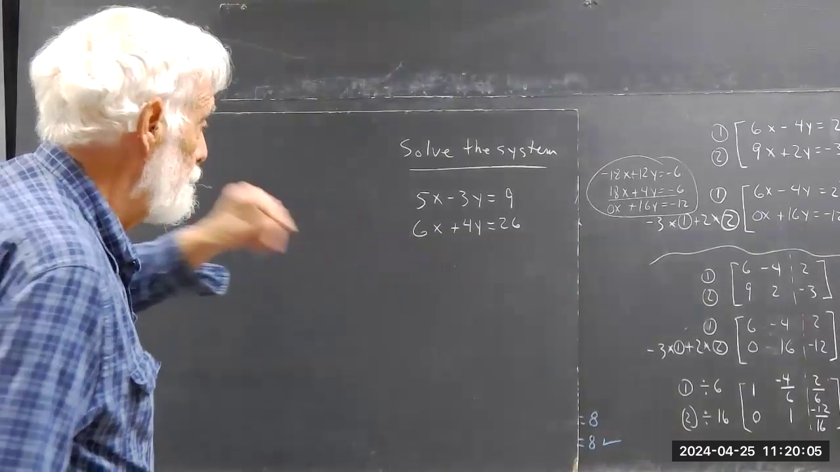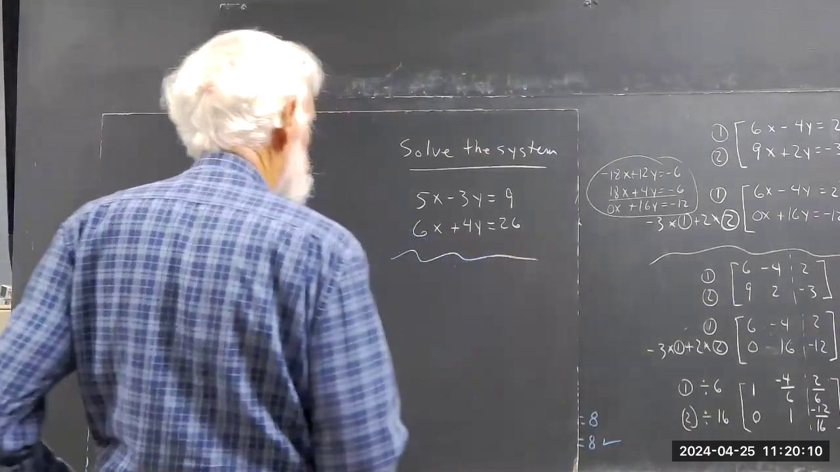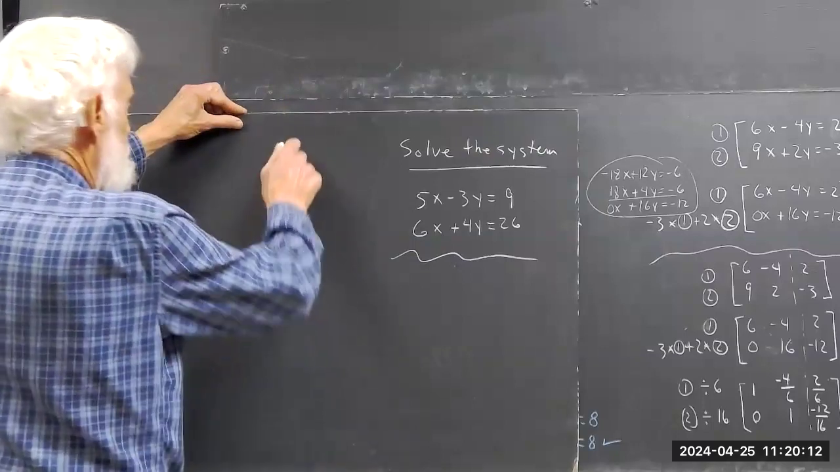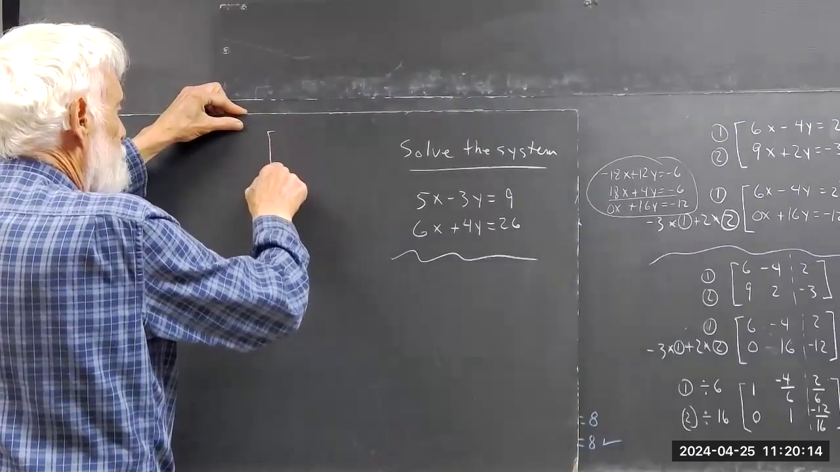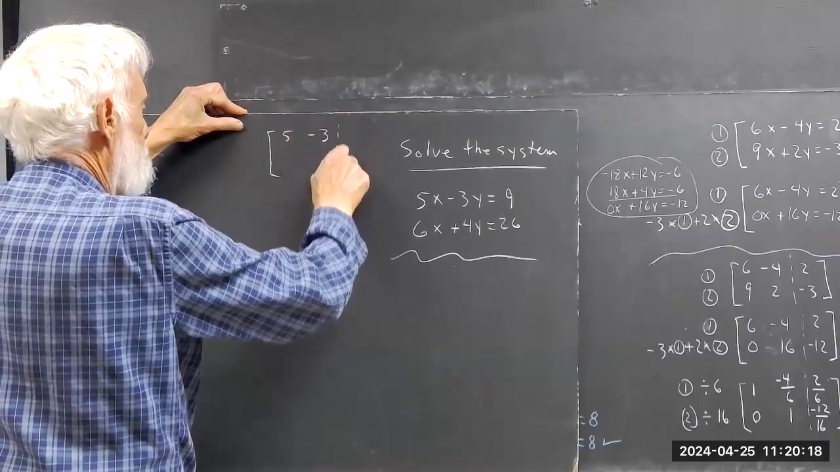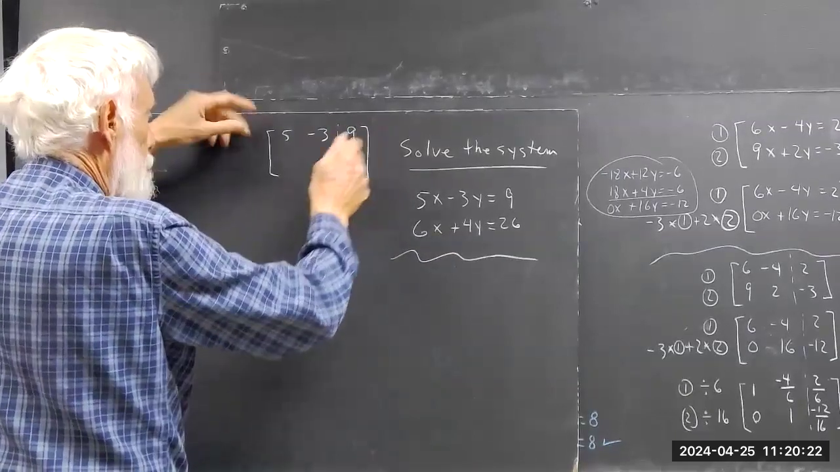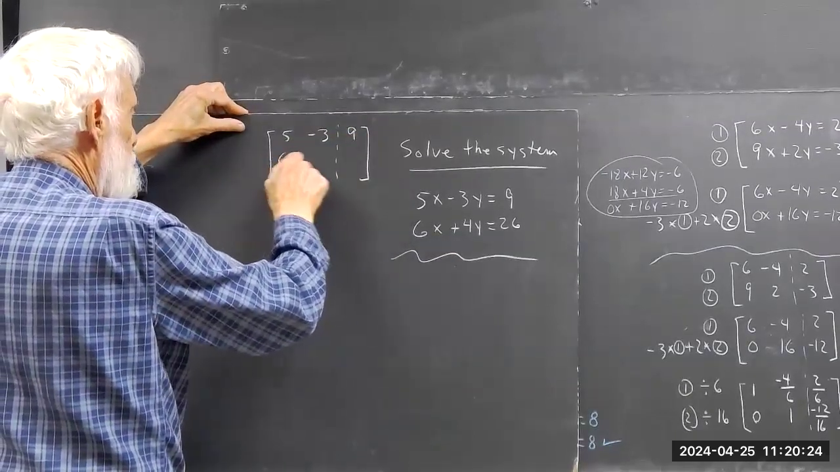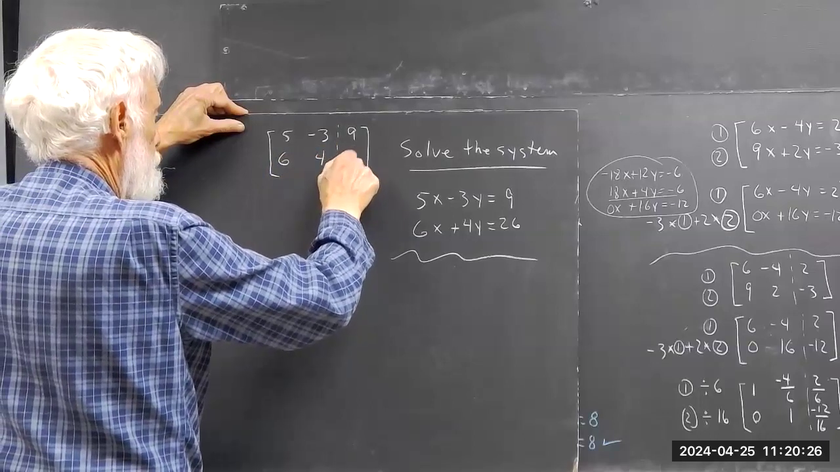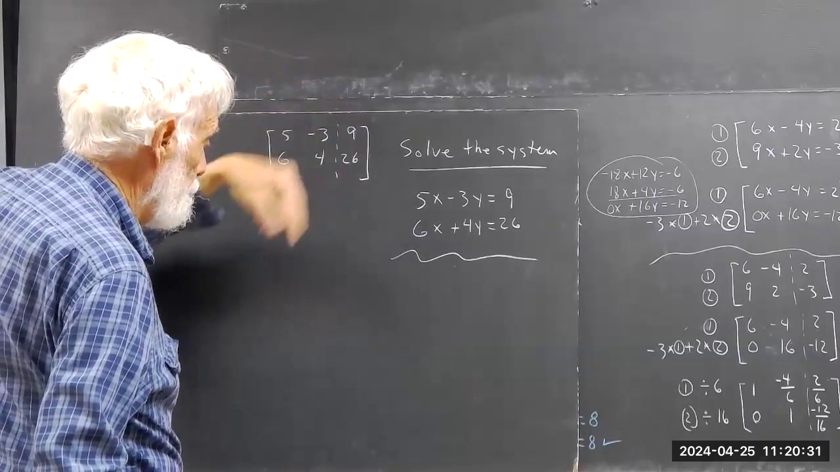Okay, so we're going to solve this system. Now, as we know from last time, we can write the system. I'm going to write it up here as an augmented matrix. Everybody did this with brackets. Some people actually wrote out 5x, 3y equal the 9 and stuff.